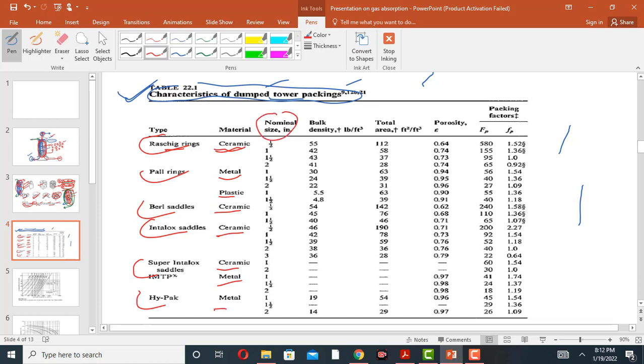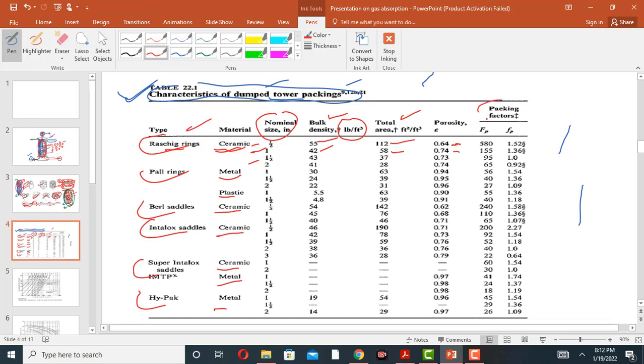These are the sizes. The size of the raschig ring is half inch. It can be 1 inch or half inch. This is 1.5 inch. This is the bulk density, in lbm per cubic foot, 5542. Similarly, this is the total area, square feet per cubic foot. This is the porosity.